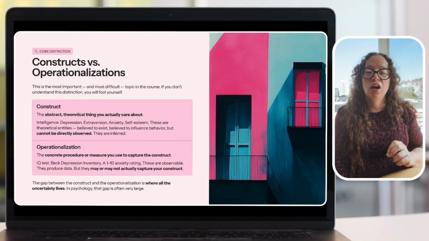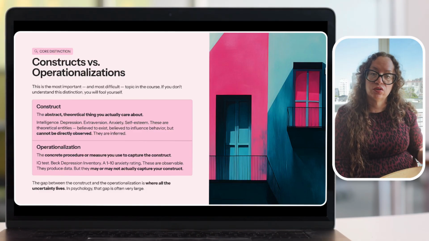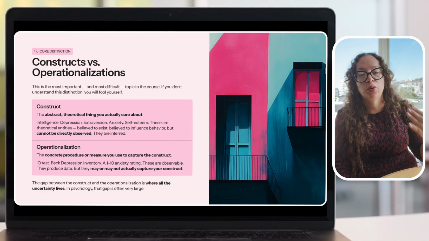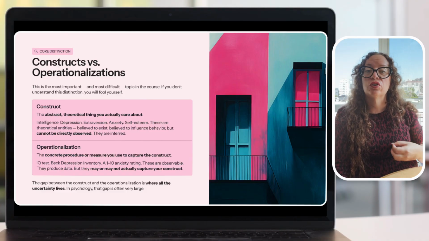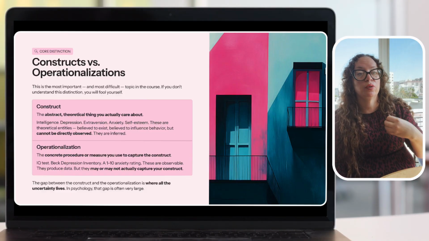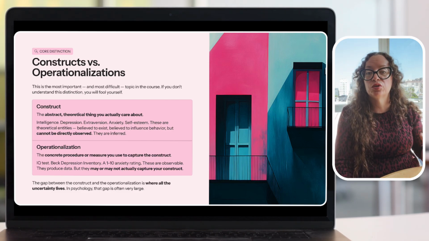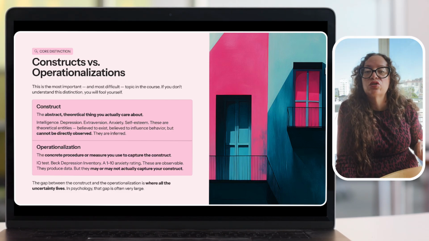But we cannot directly observe constructs. We can't see intelligence. We can't point to depression. We can't put anxiety under a microscope. Constructs are inferred. They're theoretical. They're believed in, but not directly observed, because they're not a thing that you can actually observe.